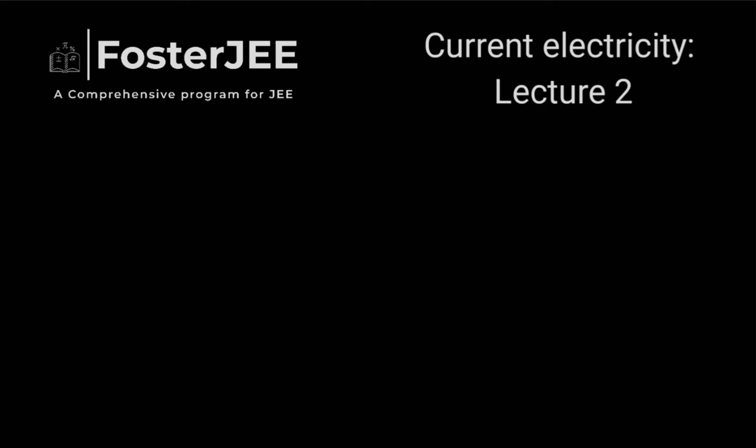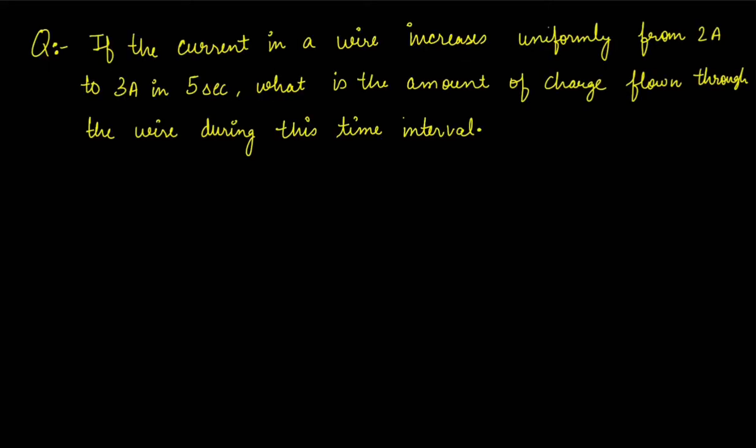In our last lecture, we have discussed some basics of current in conductor and also a basic idea about resistance. Now, you were given a problem for homework to solve. So let's see. The problem was, if the current in a wire increases uniformly from 2 ampere to 3 ampere in 5 seconds, what is the amount of charge flown through the wire during this time interval?